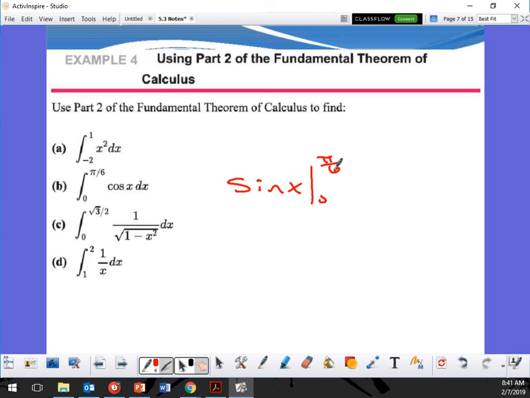So what is the sine at pi over 6? Don't you even try to put it in your calculator. Sine at pi over 6. Pedro? 1 over 2. He says 1 over 2.